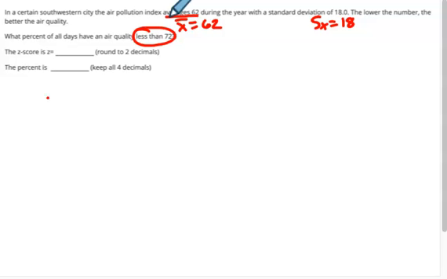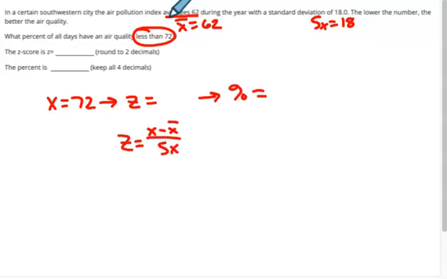Okay, this is one of those problems. They give you an X that is 72. We need to turn that into a Z, and then we need to turn that Z into a percentage. It's a less than problem, so we're in good shape to just go directly for whatever the chart is going to tell us. So X equals 72, so we need to use the Z-score formula to get that Z, which is as follows.